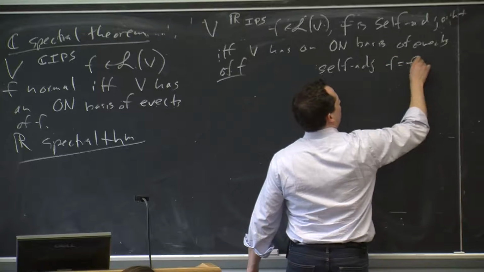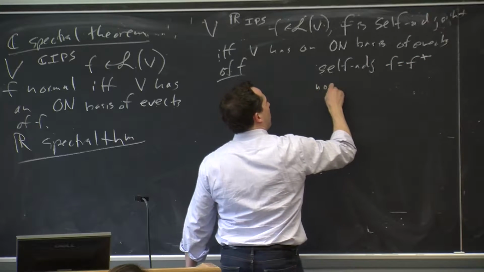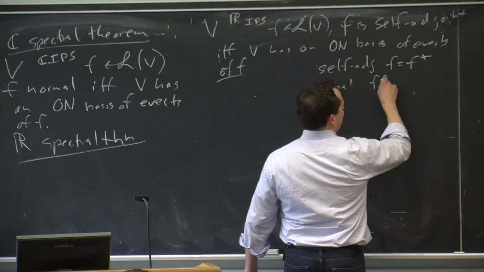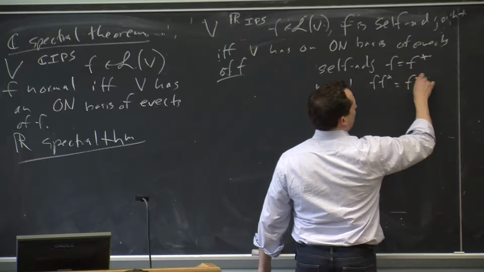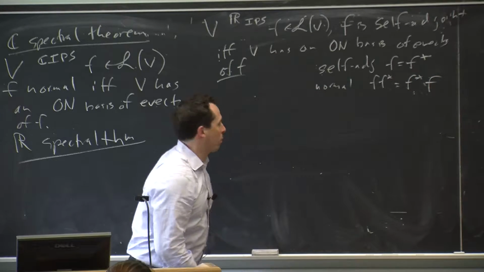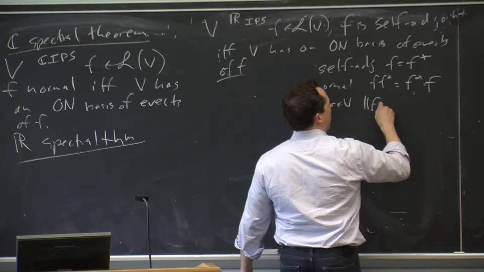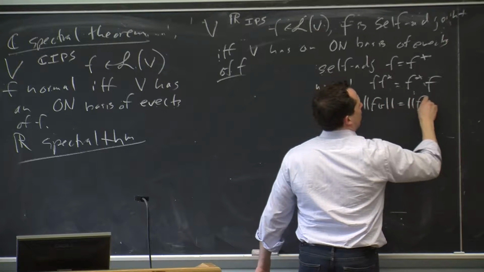Okay, so remember that self-adjoint means F equals F adjoint, and normal, we have two characterizations. Our definition was that F commutes with its adjoint, and that was equivalent to, for all V, the norm of FV is the norm of F star V.